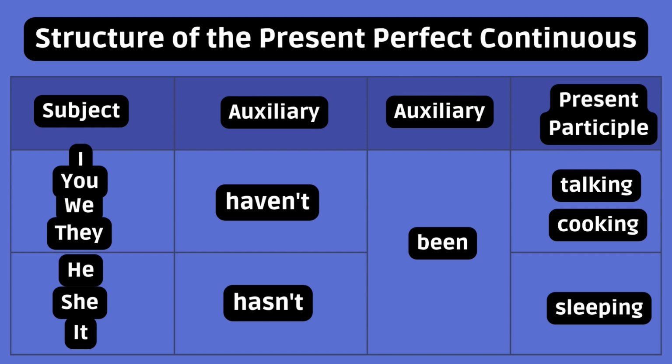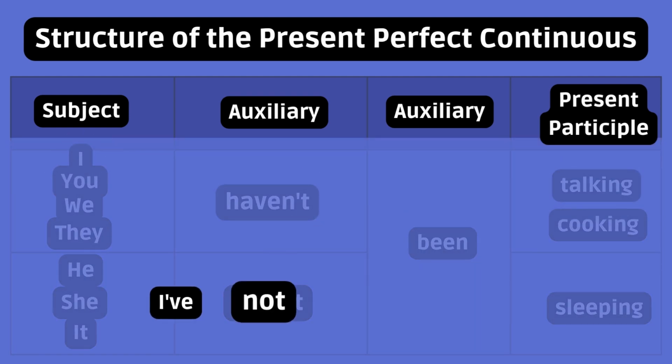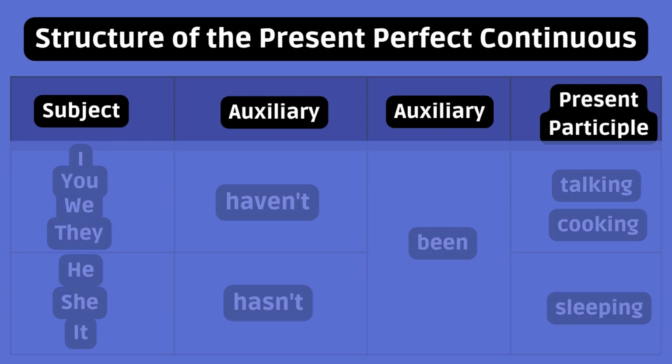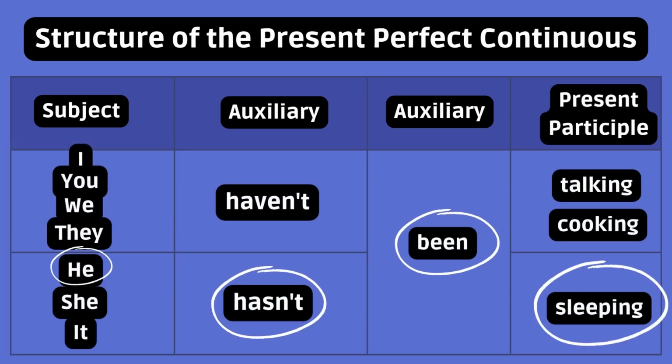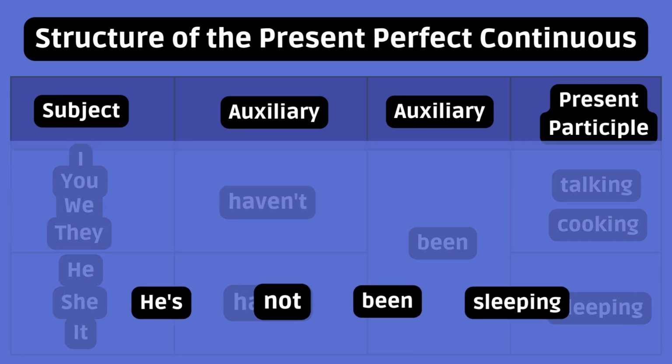But you can keep the contraction of the subject and have or has plus not to emphasize the negative form. I haven't been talking, or I've not been talking. You haven't been cooking, or you've not been cooking. He hasn't been sleeping, or he's not been sleeping.